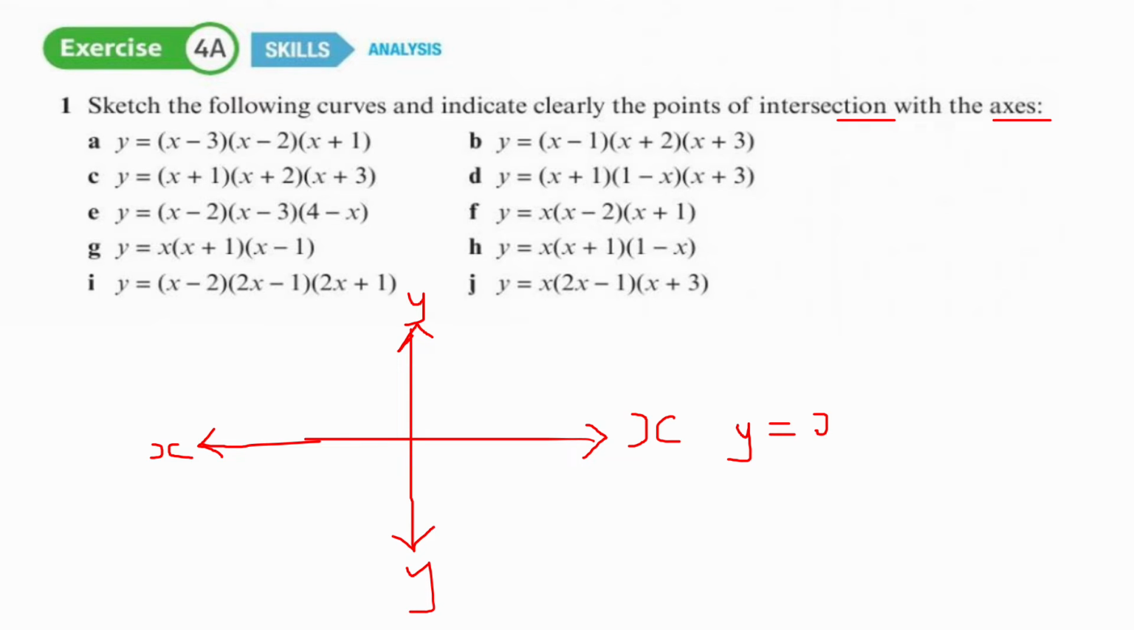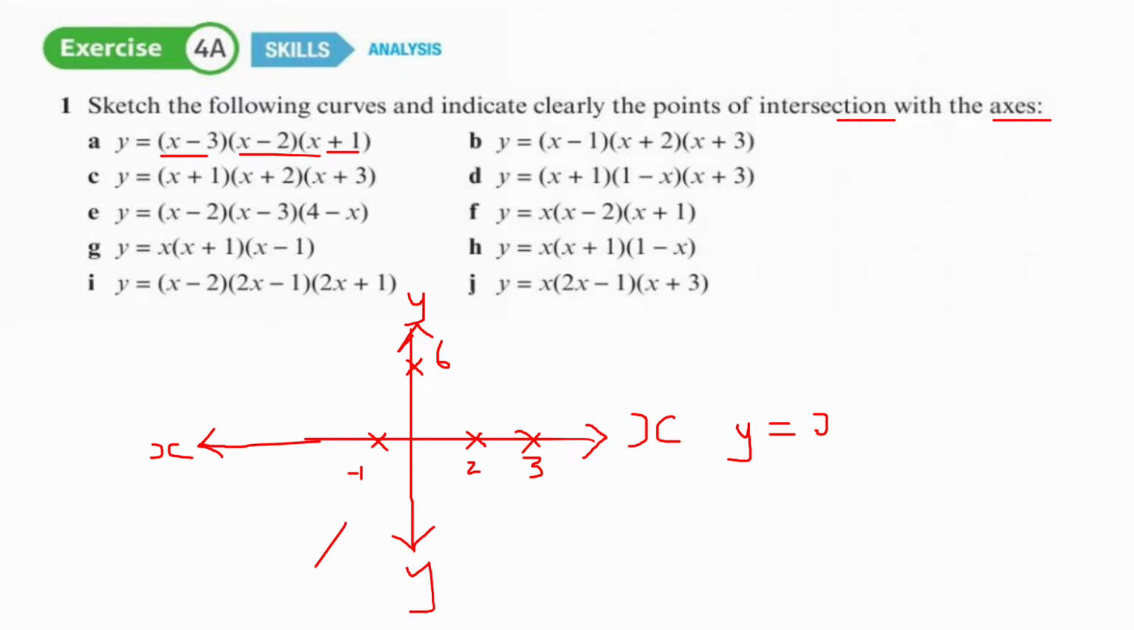So solving the first equation, the roots will be 3, 2, and minus 1. Now, where it crosses the y-axis, that's when x equals 0. So you have minus 3 times minus 2 times positive 1, which gives me positive 6. So it crosses the y-axis at 6, and the x-axis at negative 1, 2, and 3. That's setting each bracket equal to 0 and just solving a linear equation, from GCSE level maths.